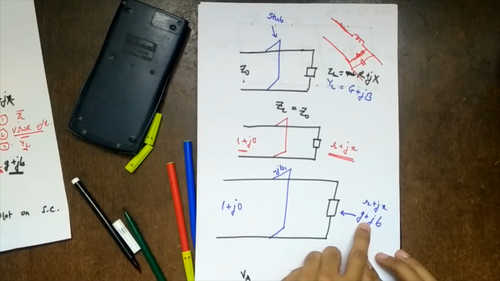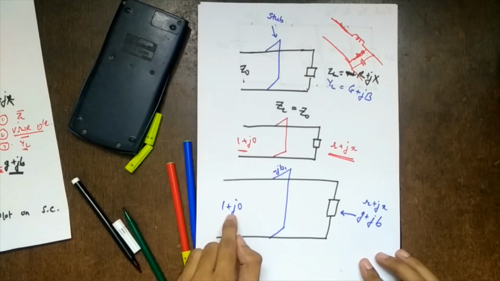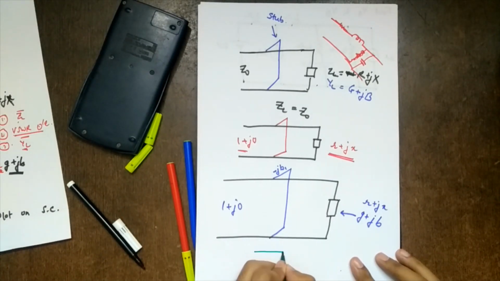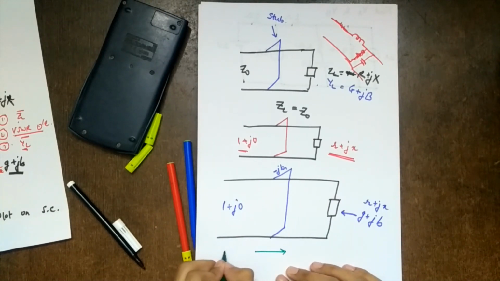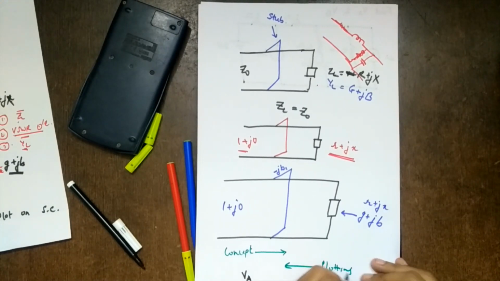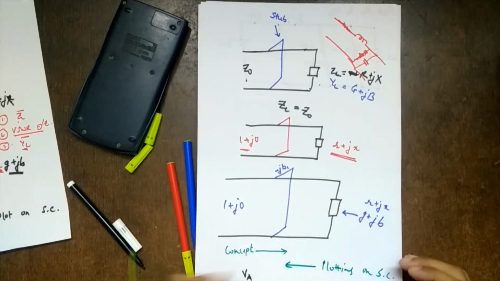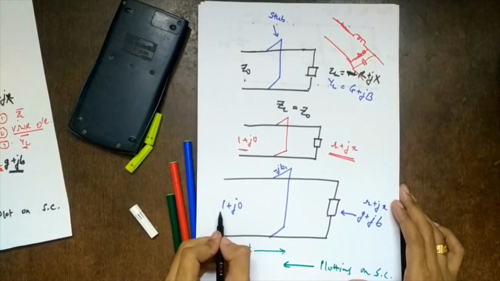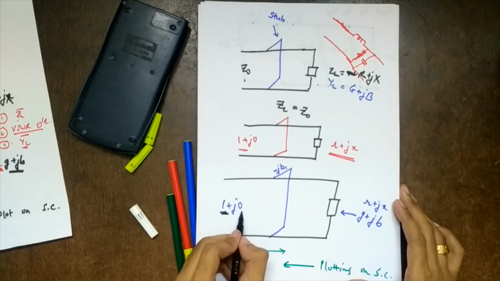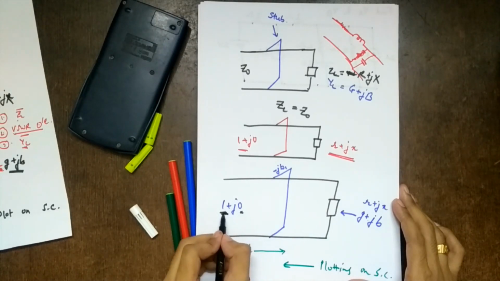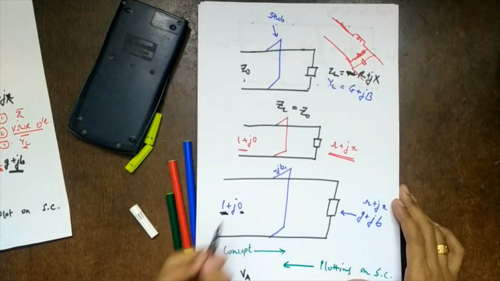We have to match g plus jb to 1 plus j0, or the other way around, 1 plus j0 to g plus jb. Why am I saying the other way around? Because while understanding the concept we go from left to right, but while plotting on the Smith chart, we go from right to left. So this 1 plus j0 has to be matched to g plus jb. So what do we have to do? We have to convert the resistance as well as the reactance. To be precise, conductance as well as susceptance, because we are in the admittance domain now.